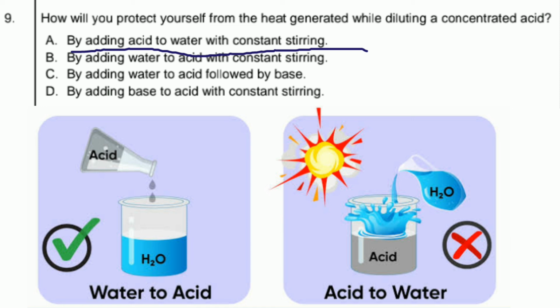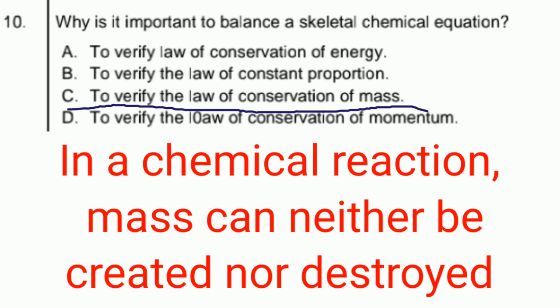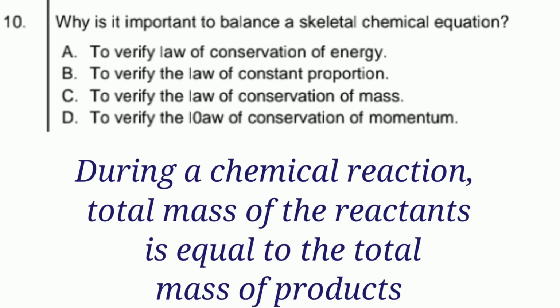Now the last question of section A, question number 10. Why is it important to balance a skeletal chemical equation? It is important to balance a chemical equation to satisfy the law of conservation of mass. So option C is correct. The law of conservation of mass says that in a chemical reaction, the total mass of all the products is equal to the total mass of all the reactants.